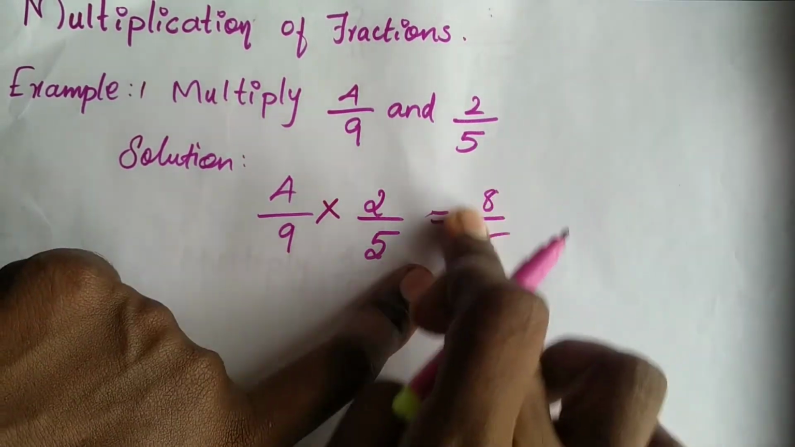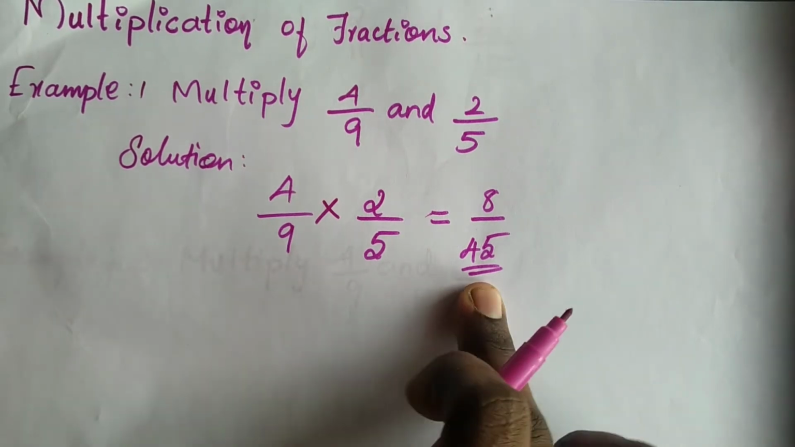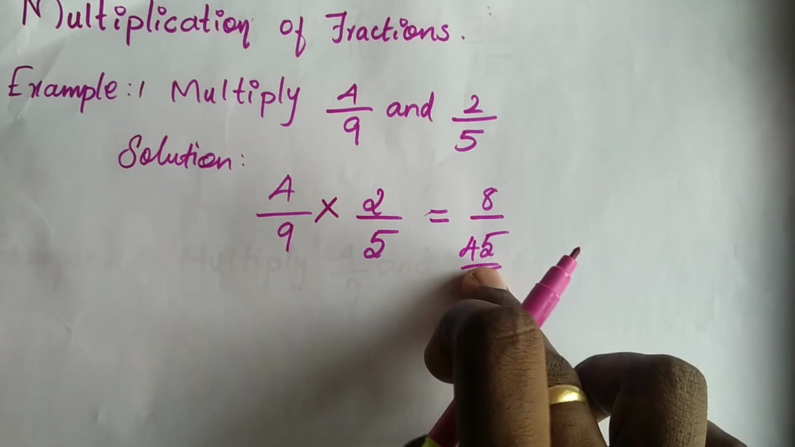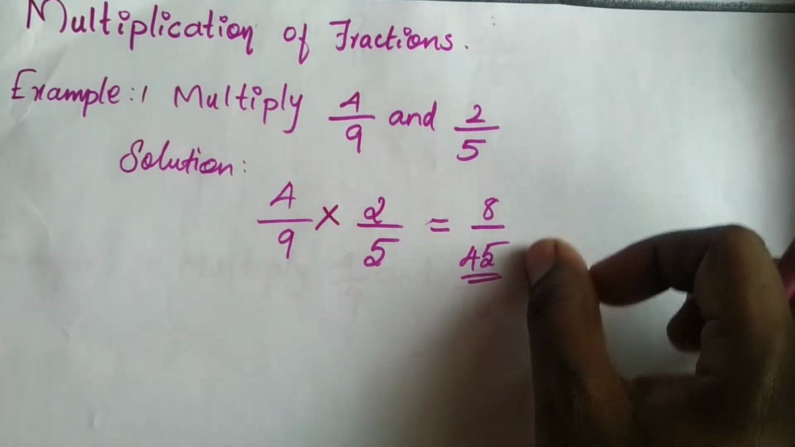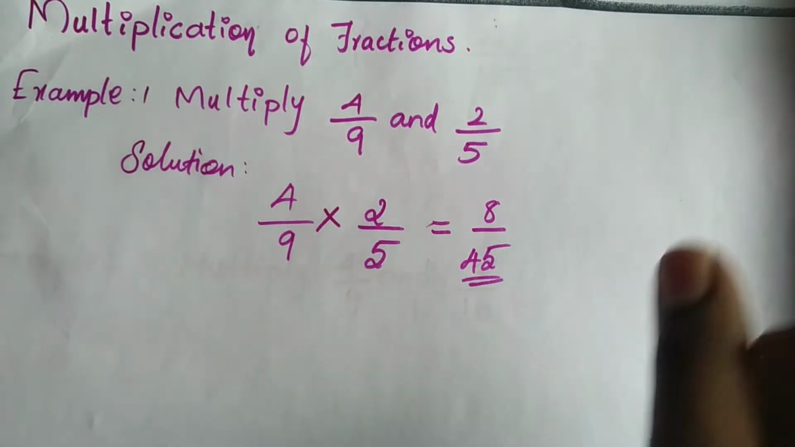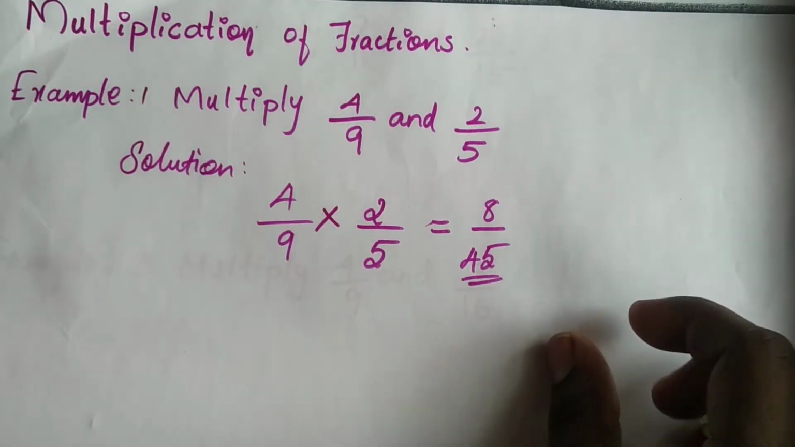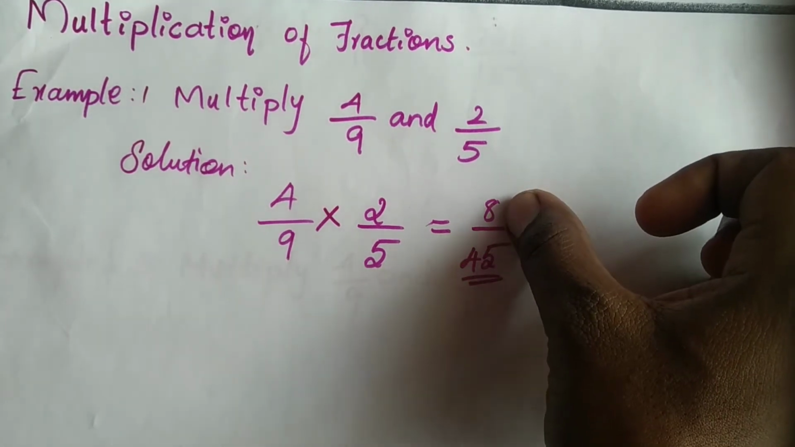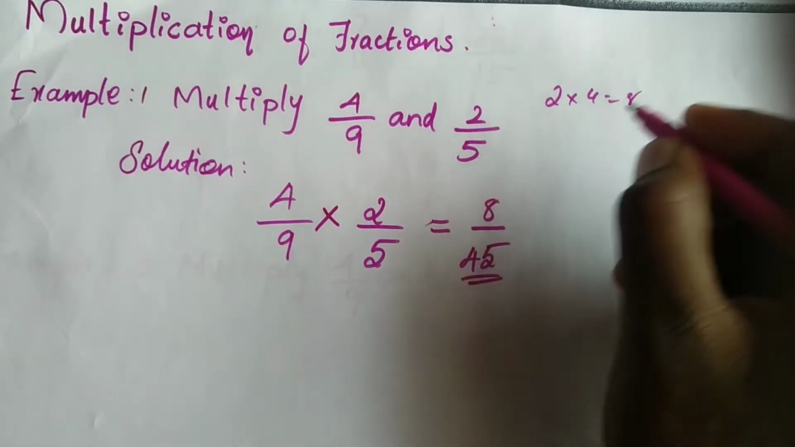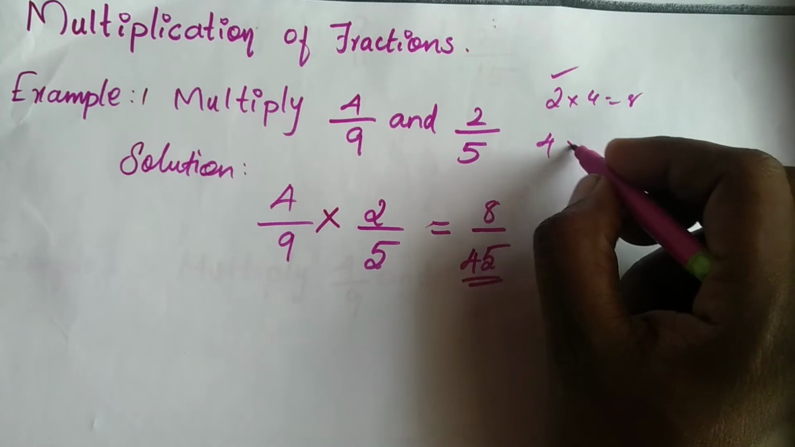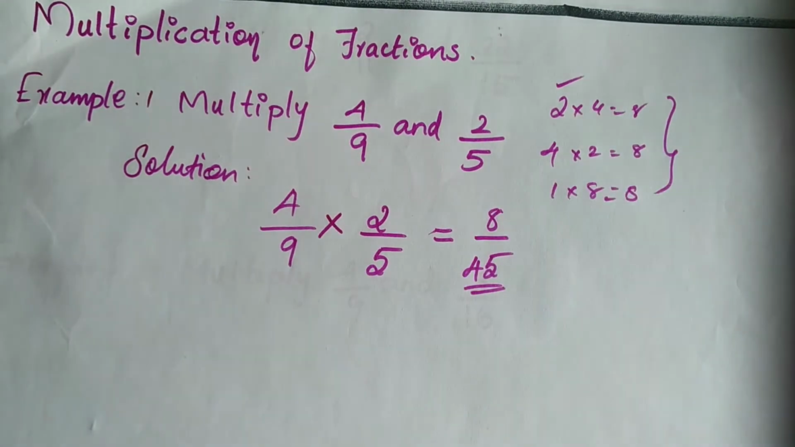Is it possible to reduce this to the lowest term? How to find whether it is possible or not? You want to check whether any common factor is there in these two terms. In 8 and 45, for example, is 8's table in 45? No, so there is no common factor. For example, the possibilities of 8: in the 2 table we can find 8, 2 fours are 8. Again the 4 table, 4 twos are 8. Again the 8 table, 1 eight is 8. These are the possibilities of 8.